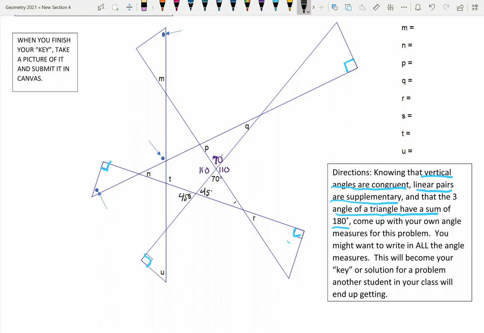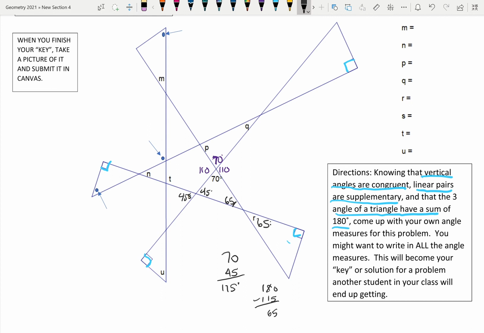Okay, then I could figure out this angle, which R has to be the same, because 70 plus 45 is going to be 115 degrees. 115 degrees subtracted from 180 degrees is 65 degrees. So that forces this to be a 65-degree angle, which makes R a 65-degree angle. If I want to, I can figure out that other angle in that triangle. I don't need to. I know those 3 angles add up to 180.